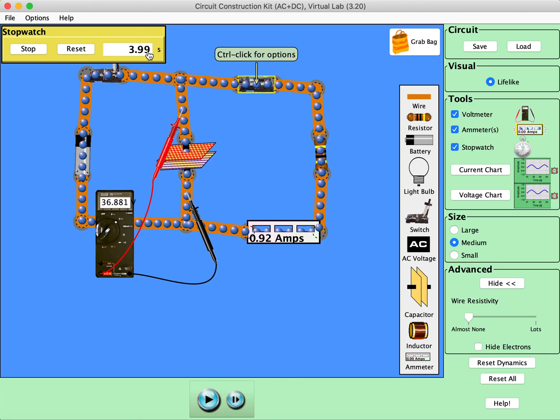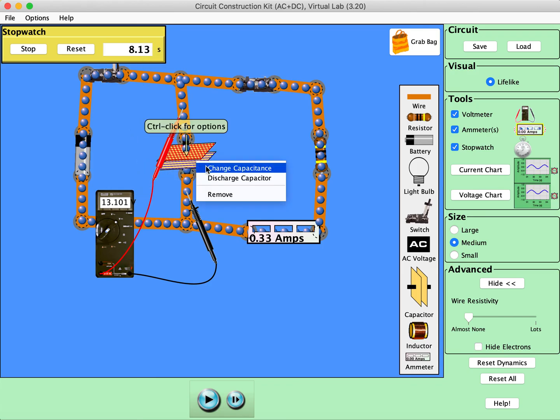And so it takes about 4 seconds to drop to 37% of the original value. I'm looking for 13% as my next benchmark. And it takes about 8 seconds to go to 13% of my original value. So in this case, my time constant is 4 seconds. It took me 4 seconds to go from 100% to 37%. It took me another 4 seconds to go from 37% to 13%.